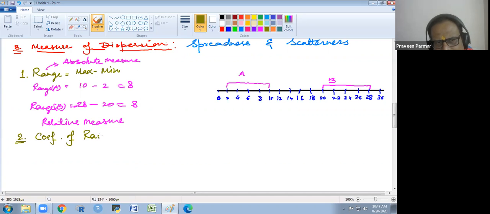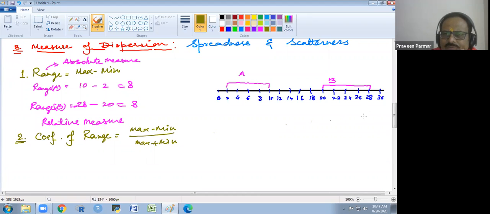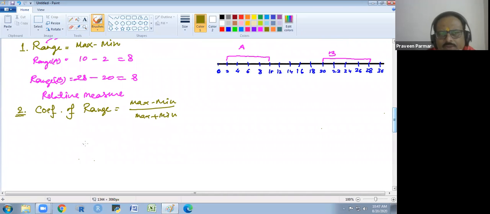So we see the coefficient of range, sorry. It is the maximum minus minimum over maximum plus minimum. Is it clear? If I say find the coefficient of range of A, in the numerator it would be 8, and the denominator 2 plus 10, which is 12. So I get 2 by 3, which is 0.67, the coefficient of range of data A.